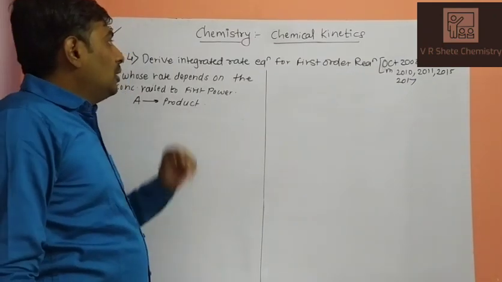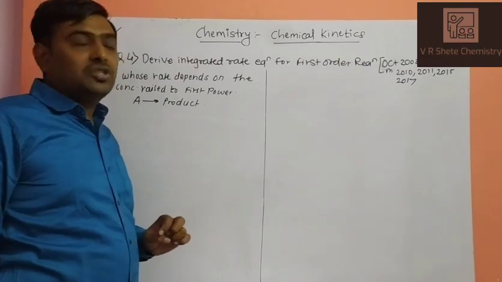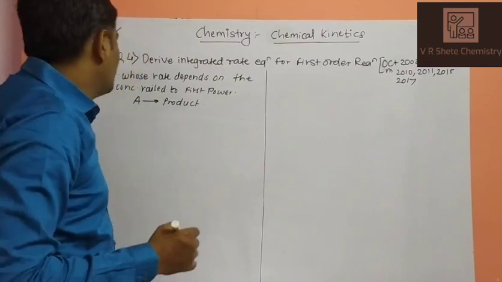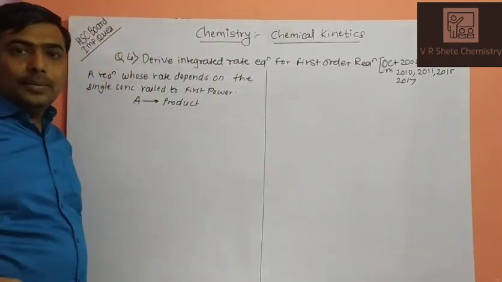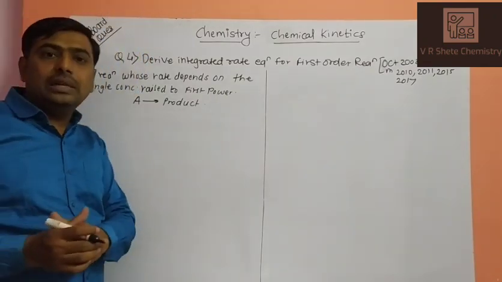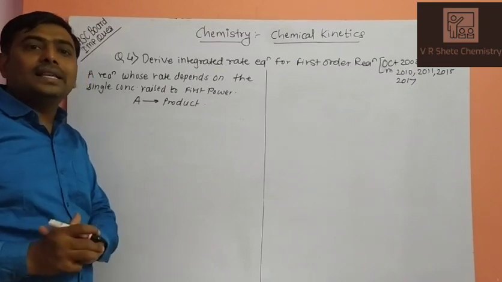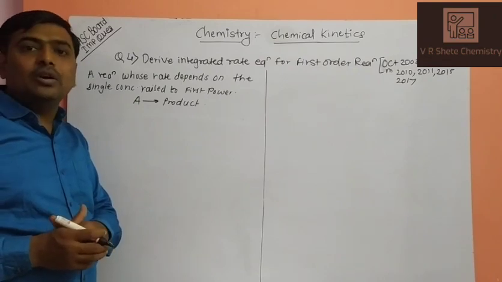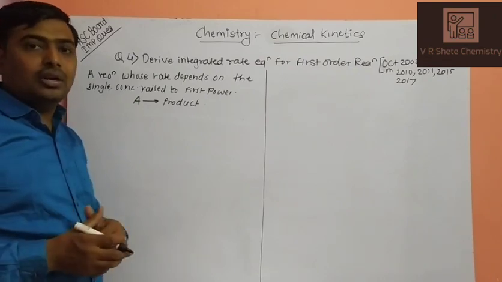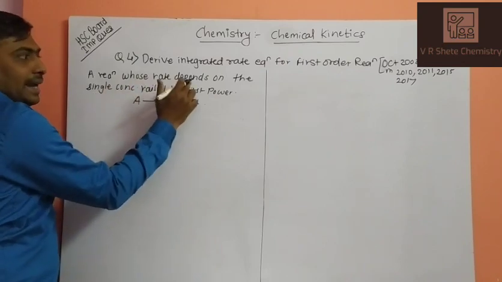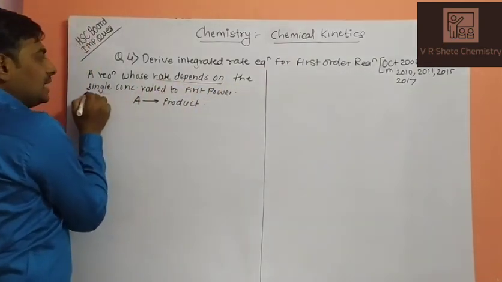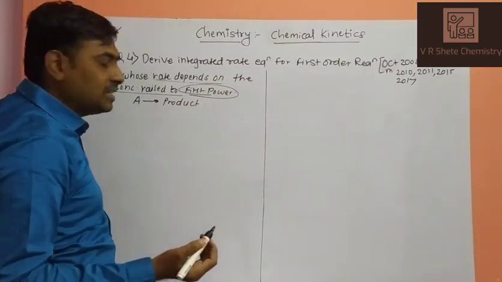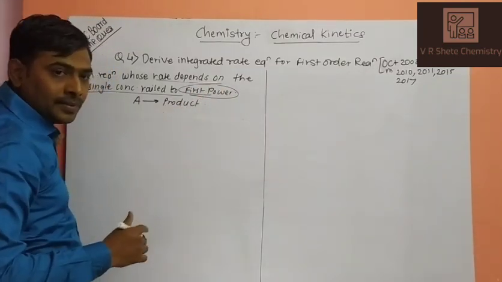Next question: derive the integrated rate equation for a first order reaction. It is also an important question for 3 to 4 marks. So we'll discuss the answer. A reaction whose rate depends on only one concentration is called a first order reaction. A reaction whose rate equation depends on two concentrations of the reactants is called a second order reaction. So a reaction whose rate depends on a single concentration raised to the first power is called a first order reaction. Consider a reaction in which A is converted into the product.